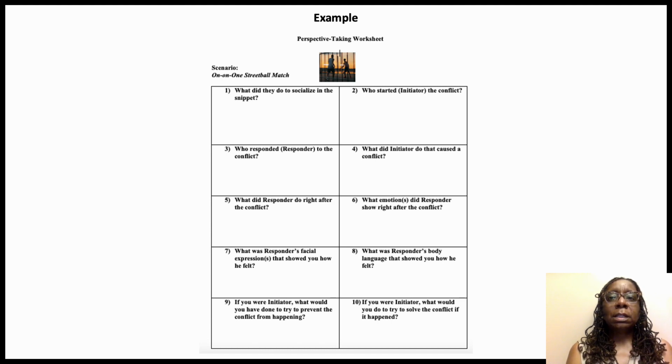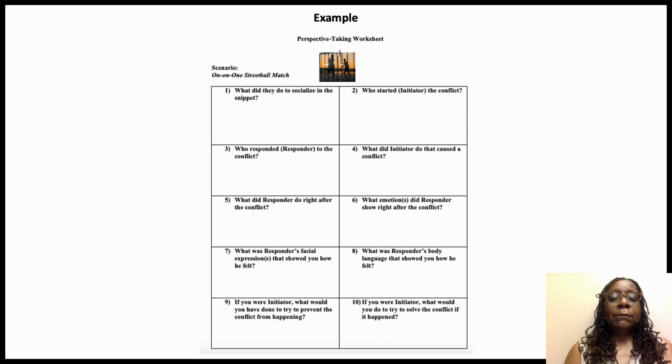Question 4. What did initiator do that caused a conflict? Question number 5. What did responder do right after the conflict? Question number 6. What emotions did responder show right after the conflict? Question 7. What was responder's facial expressions that showed you how he felt? Question 8. What was responder's body language that showed you how he felt? Question 9. If you were initiator, what would you have done to try to prevent the conflict from happening? Question 10. If you were initiator, what would you do to try to solve the conflict if it did happen?